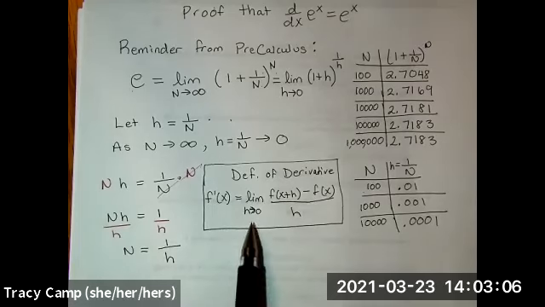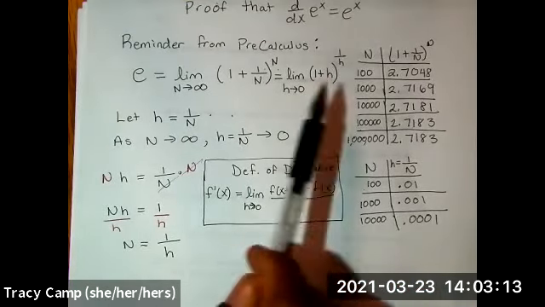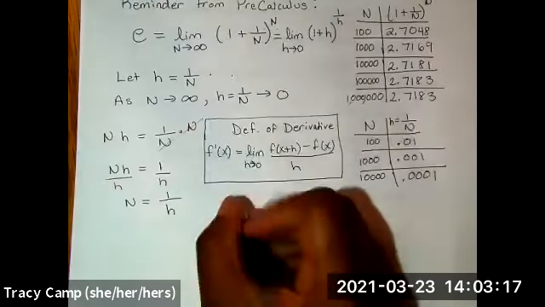And look, in the definition, h is approaching 0. We're taking a limit as h approaches 0. So that's why it's useful to have e written in this form. So that said, here goes our proof.